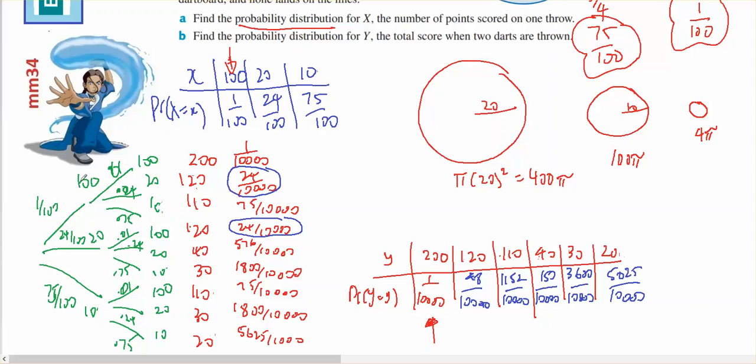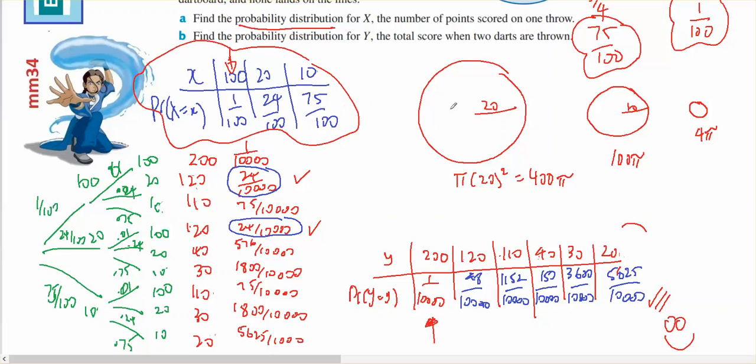If I was to throw a 100 and a 20, that's 120. And that can happen 2 ways, so therefore 48 on 10,000. And lastly, I can get 20 by 75 over 100 times 75 over 100, giving me 5,625 over 10,000. So there's the probability distribution of Y, and there's the probability distribution of X.